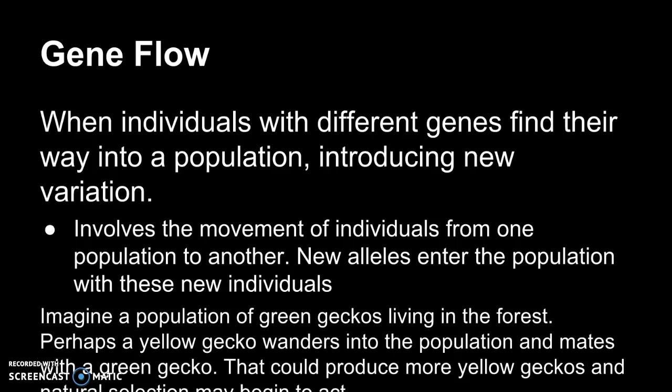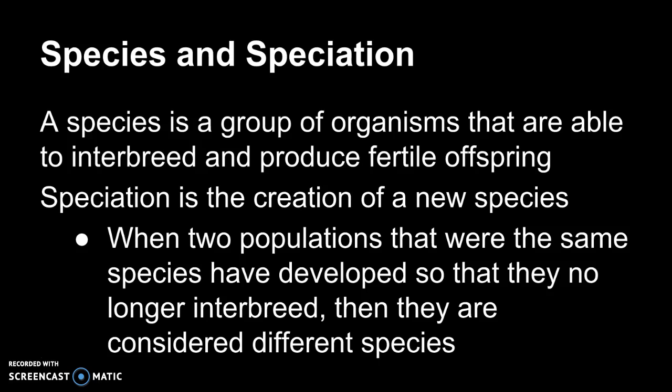So gene flow is when we have some immigration, and genetic drift is where we have a small population and some major event makes it so that that population gets even smaller and we cut out some of those alleles.